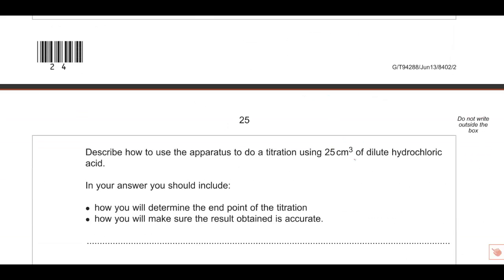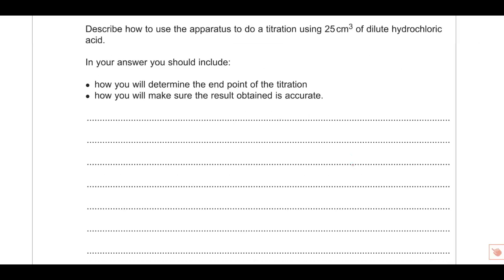First of all, we obviously need to react the acid with something. So what are we going to react it with? Well, we've got to name something. So let's say sodium hydroxide, NaOH, in the burette. That's a starting point there. It's quite a good one.